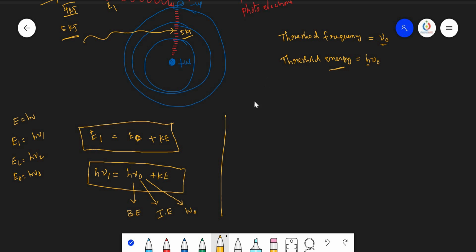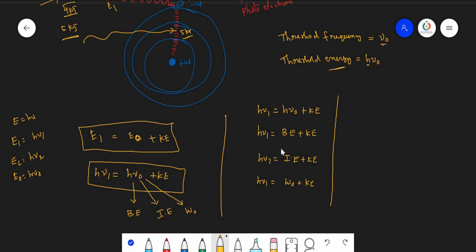That's why the photoelectric effect formula can also be written as h nu 1 equals h nu naught plus KE. This is one form. Or else h nu 1 equals binding energy plus kinetic energy, or h nu 1 equals ionization energy plus kinetic energy, or h nu 1 equals work function plus kinetic energy. So if they ask for binding energy, you can use this one. If they ask for ionization energy, you can use this particular form. If the work function value is given, you can use this particular form.